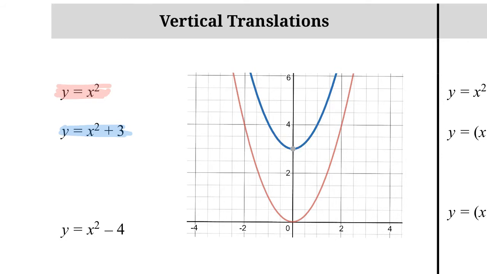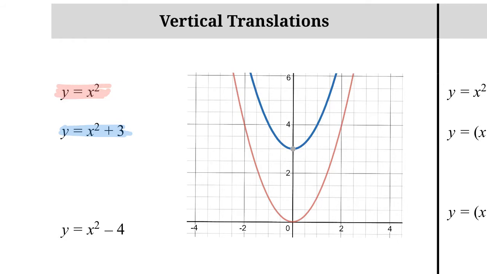And we can actually tell how many units it's shifted upwards by looking at our vertex. Remember, the vertex for our parent equation was located at the origin, the point 0, 0. But the vertex on our brand new equation is located at the point 0, 3. So it has moved up 1, 2, 3 units. And that makes sense because all we did to the actual equation was add 3.